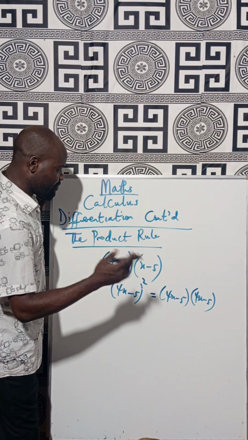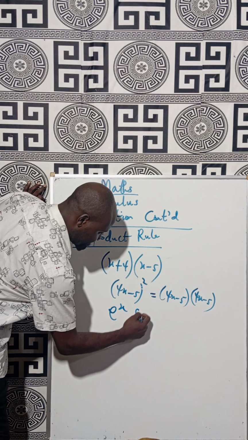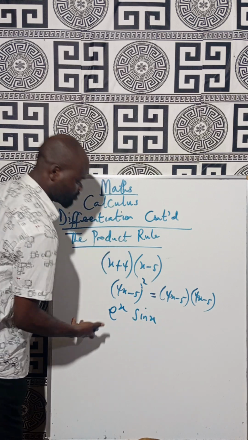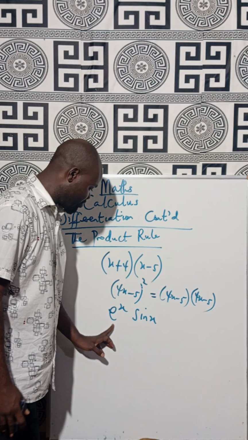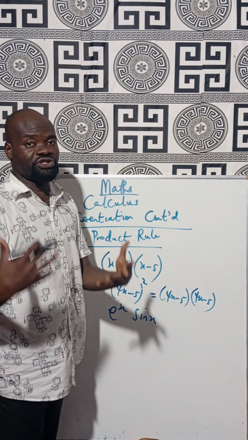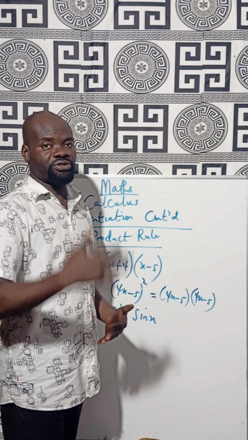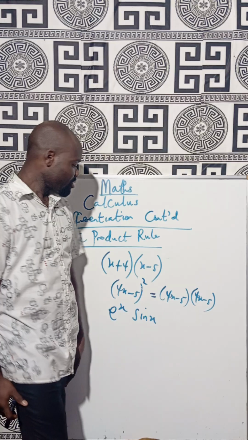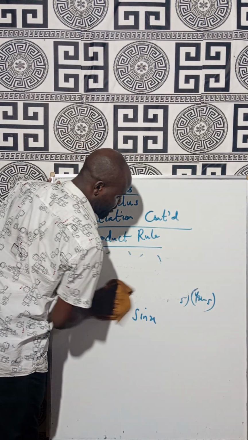What about if your question comes like this? Let's say you are given exponential x sine x, and you are asked to differentiate this. It also comes in the form of product. This is the first one multiplied by the second one. You can see now. So in short, when your question comes in the form of product, you apply the product rule. Understood? Okay. Now let's quickly look into the product rule.